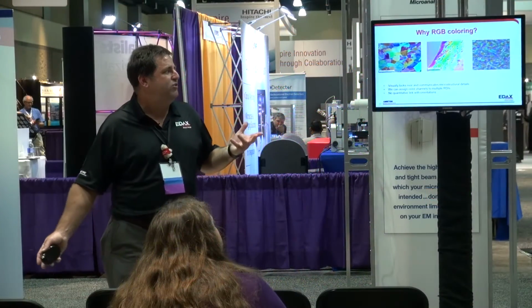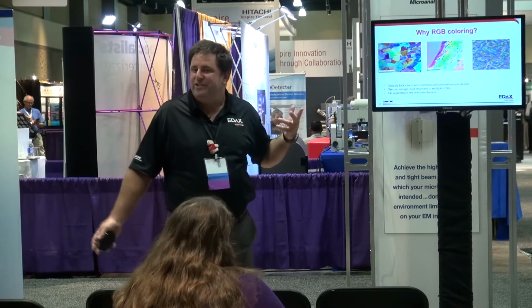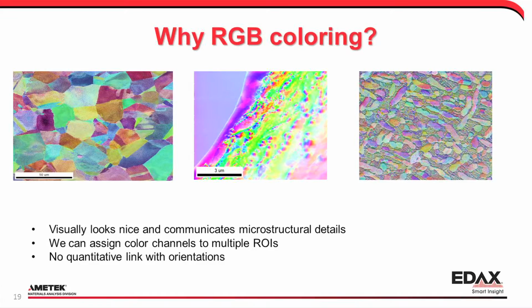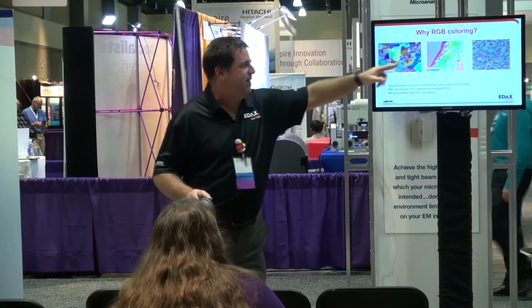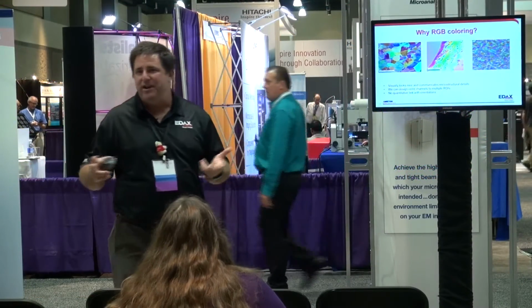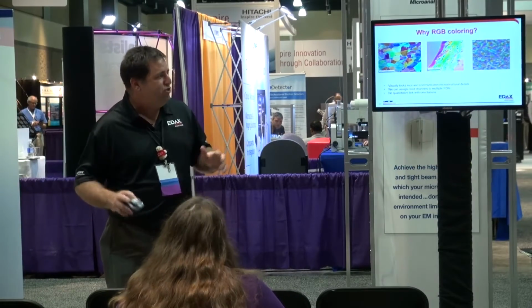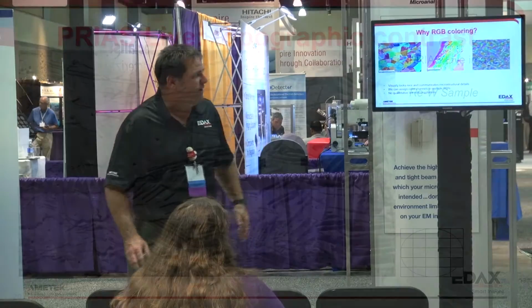Why do we do RGB coloring? It looks nice. It's a nice, pretty micrograph that communicates the structure. There's no quantitative link to the orientations. Generally, if you're familiar with EBSD maps, you might know that red might mean a particular orientation. That doesn't happen here. One color here and another color here, they could be the same orientation, they could be different. There's no one-to-one correlation, which is a little different than general orientation imaging. But for just showing the structure, we found it's pretty useful.